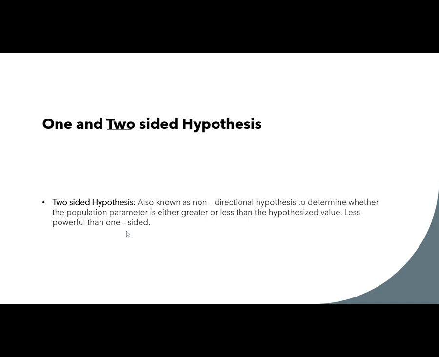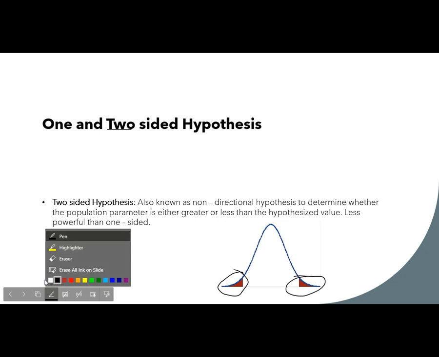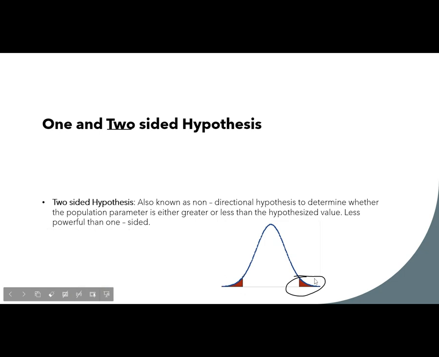This is the two-sided hypothesis, also known as a non-directional hypothesis, used to determine whether the population parameter is either greater or less than the hypothesized value. It is less powerful than the one-sided. Here you can see this is the less side and this is the greater side of the bell curve.